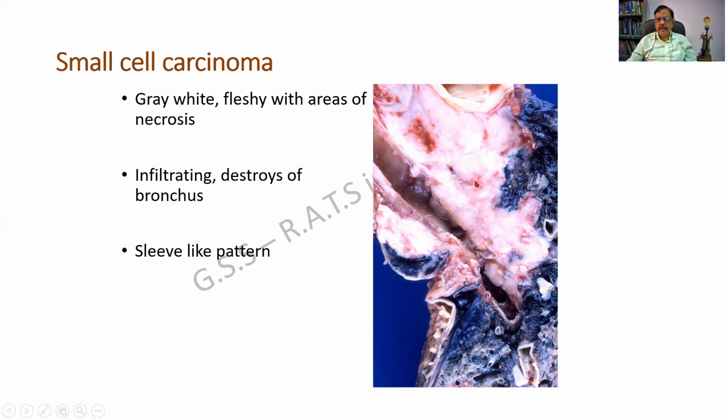The gross picture. Kindly see this picture over here. It is a fleshy gray white tumor with areas of hemorrhage and necrosis. And this is a bronchial tree. This is also a tumor that will occur in the main divisions of the bronchus. But here I am finding that the bronchus is patent and it is spreading along the peribronchial region in a sleeve-like pattern, which is again classical of small cell carcinoma. Later on, it can infiltrate and destroy the bronchus as well.